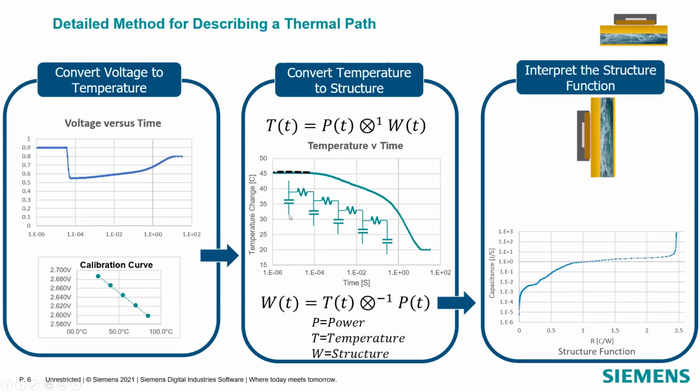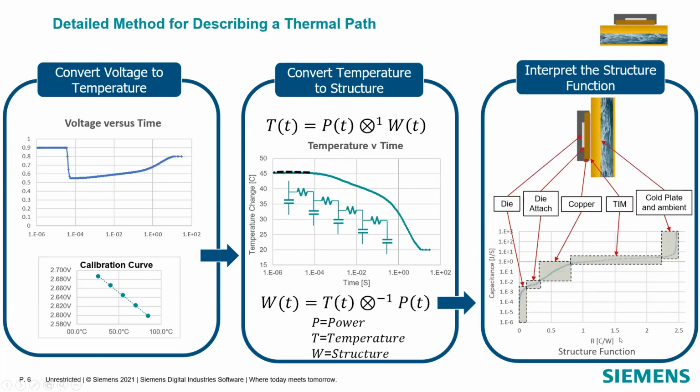Plotting these capacitances, the sum of the capacitances as a function of the sum of the resistances, we can come up with the so-called structure function, which actually graphically describes the contribution of the individual layers to the thermal budget. So you can, for example, see the partial thermal resistance of the die attach, partial thermal resistance of the TIM2, the thermal capacitance and thermal resistance of the base plate or the die, giving you a really good understanding of what's going on with your component and its cooling conditions.